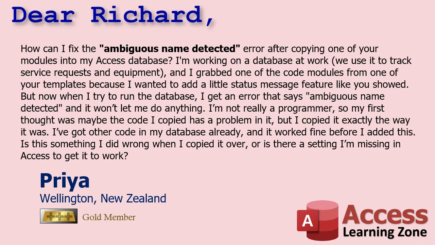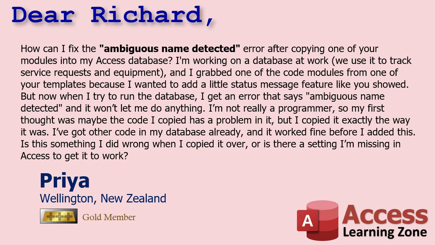Today's question comes from Priya in Wellington, New Zealand, one of my gold members. Priya says, how can I fix the ambiguous name detected after copying one of your modules? Oh, blame me. One of your modules into my Access database. I'm working on a database at work. We use it to track service requests and equipment, and I grabbed one of the code modules from one of your templates because I wanted to add a little status message feature like you showed. The dreaded status box. But now when I try to run the database, I get an error that says ambiguous name detected, and it won't let me do anything.